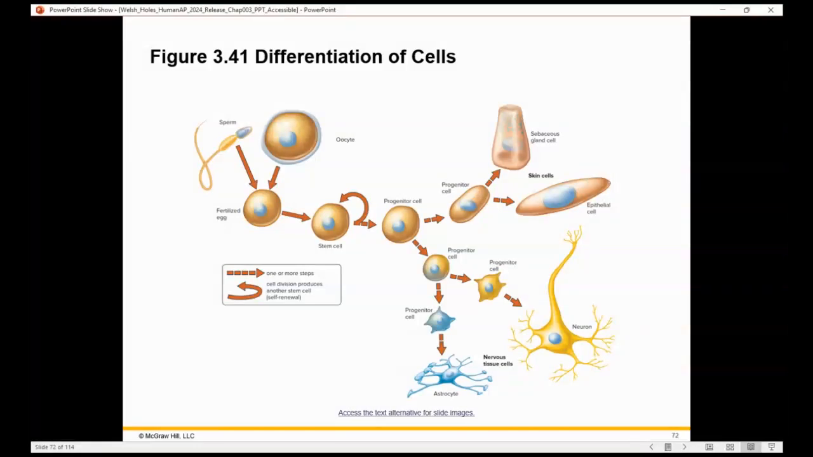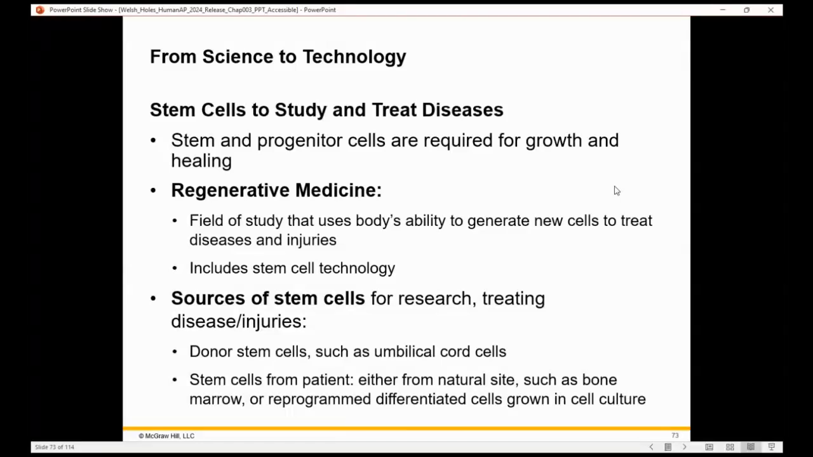Here this shows differentiation of cells, going through those different levels of stem cells and progenitor cells. Okay, again, a stem cell can become almost any cell. The progenitor cell is limited. A lot of research being done on stem cells because we believe that we can make use of stem cells to create other cells that we really need to implant. Stem cells can be used to study and treat diseases. So stem and progenitor cells are required for growth and healing.